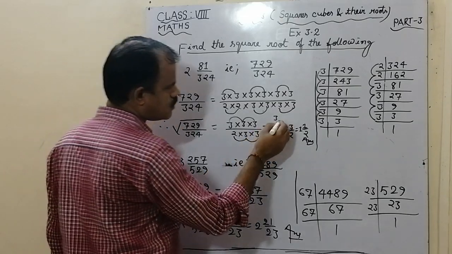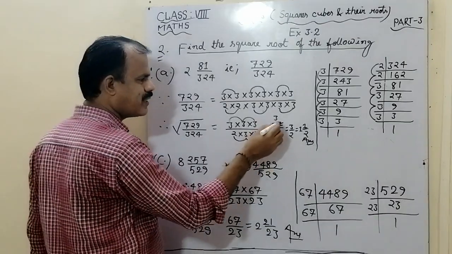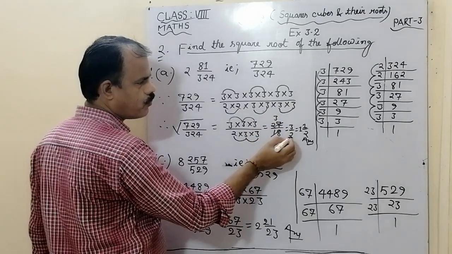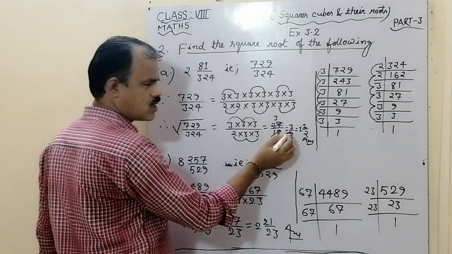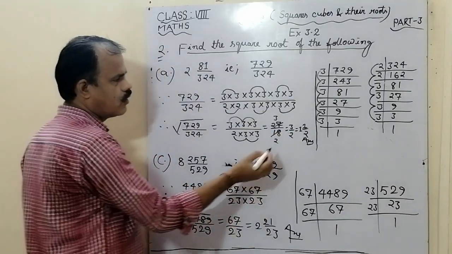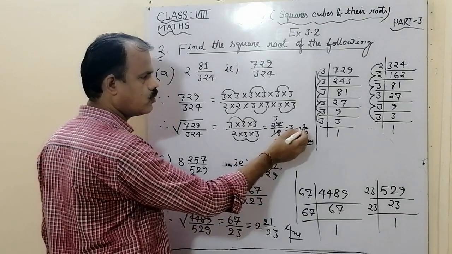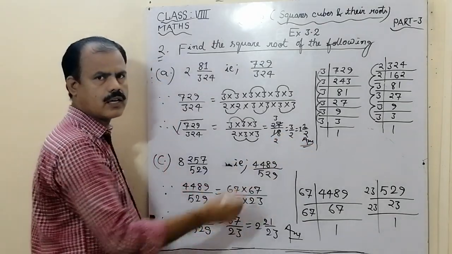Now we have to cancel this fraction by 9. 9 times 3 is 27, 9 times 2 is 18. So 3 by 2. This is an improper fraction. We have to convert it into a mixed fraction, so it becomes 1 whole 1 by 2. This is the final answer.